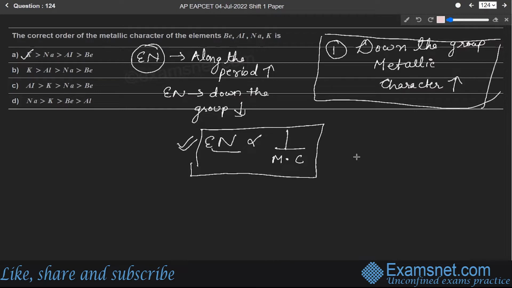Because you see potassium, right? So potassium has high metallic character because it has a low electronegativity, then goes to sodium, then aluminum, and then beryllium, right? So let's go into the next question.